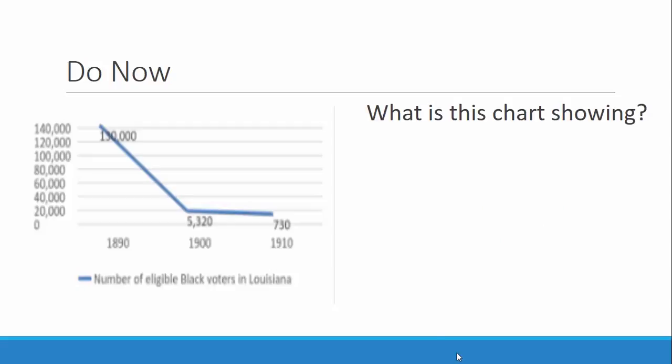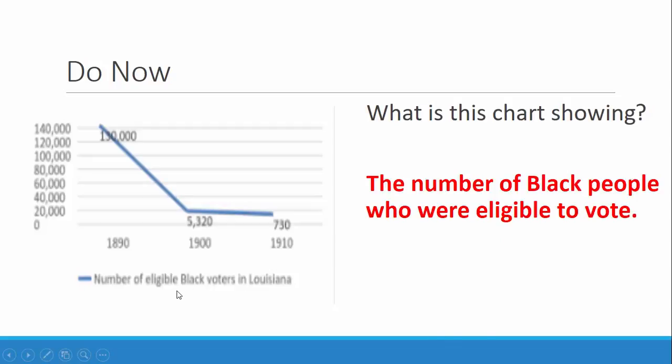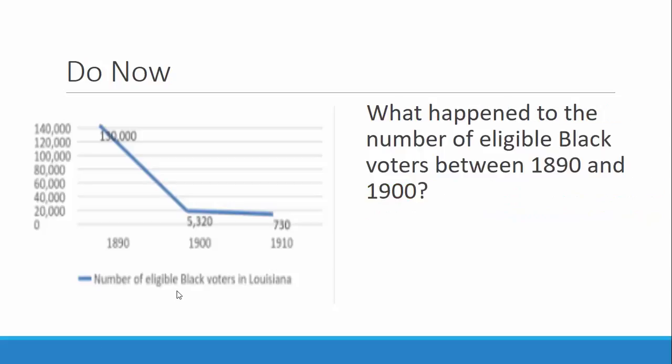You should have looked at the title right down here at the bottom. It's showing us the number of Black people who were eligible to vote in Louisiana. What happened to the number of eligible Black voters between 1890 and 1900? You needed to look here at 1890 and see that there were 130,000 people who could vote. And then you had to look here at 1900 and see that there were about 5,000 eligible voters. And so the trend that we see is that it goes down. It goes down pretty dramatically.